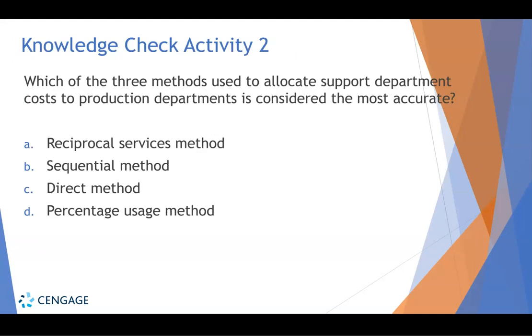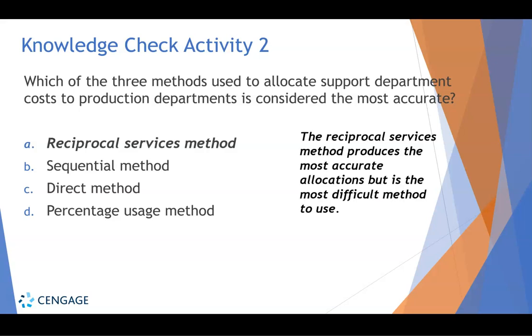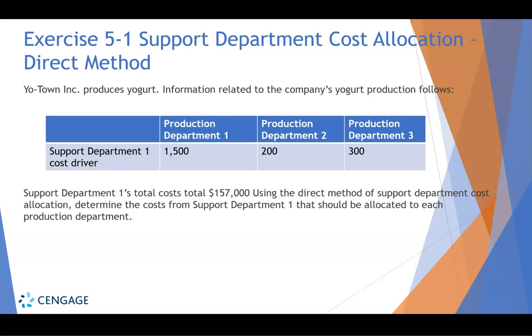So let's take a look at this question. Which of the three methods used to allocate support department costs to production departments is considered the most accurate? Is it the reciprocal service method? Yes. And we will look at that soon.